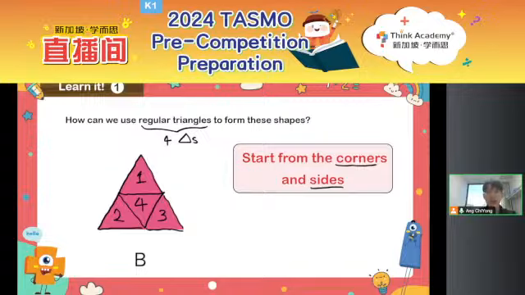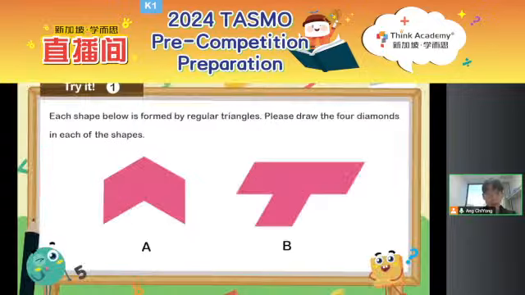Now, in the next 2 exercises, I'll give you about 2 minutes to help me solve these 2 shapes. Okay, the time starts now. I will come back at 5:44. Okay, 2 minutes to do this question.